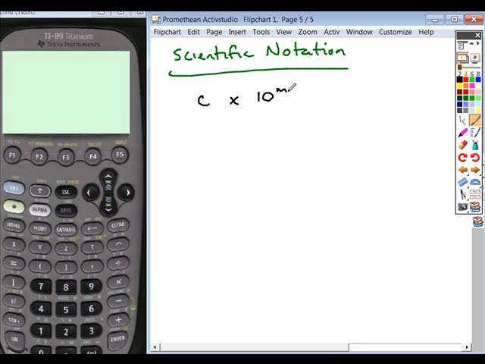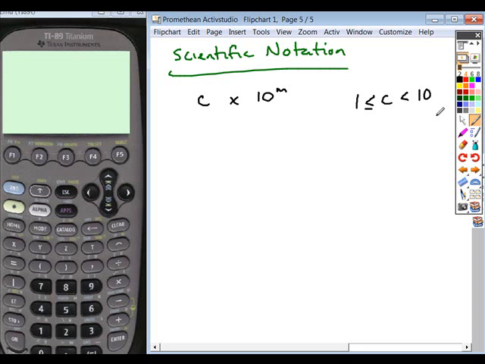There's one specific restriction on C. What has to be true of C? So it has to have a single digit in front, right? So that means it has to be greater than or equal to 1, but less than 10, right? Because if it was equal to 10, it would have 2 digits. So as long as C falls somewhere between 1 up to but not including 10, then you're good. Okay? So if you're expressing something in scientific notation, there's a couple ways that you can do it.